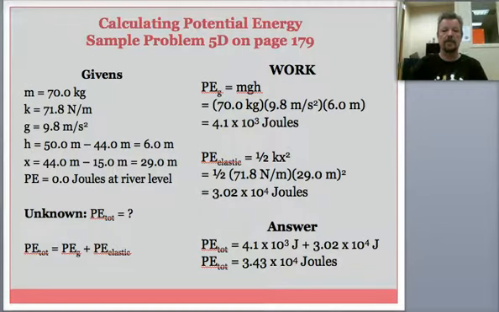What you're looking for is the total potential energy, which is equal to the potential energy due to gravity and the elastic potential energy. Calculating potential energy due to gravity is mass times gravity times height. Plugging in the numbers, you end up with 4.1 times 10 to the third joules. Elastic potential energy is 1/2 kx squared, or 1/2 times 71.8 Newton meters over meters times 29 meters squared. This gives you 3.02 times 10 to the 4th joules.